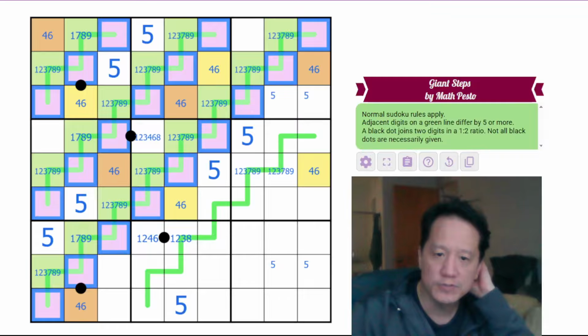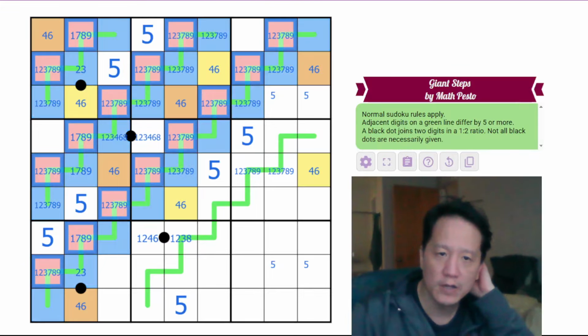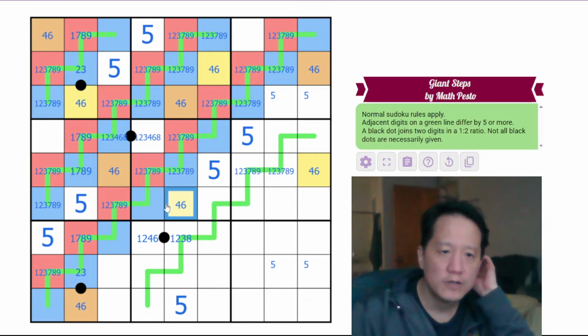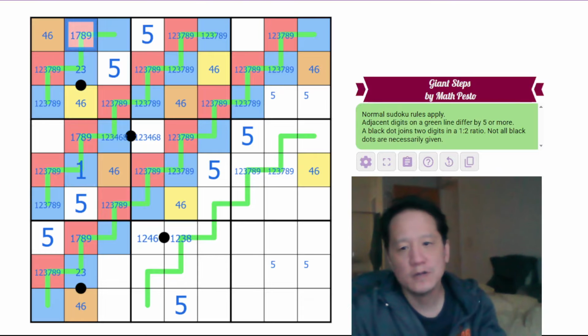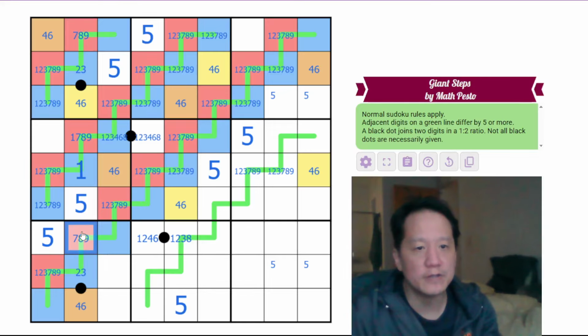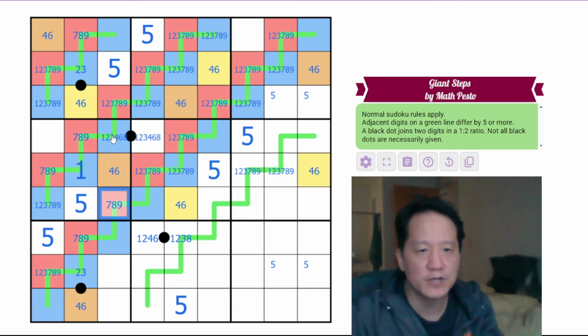Pinks are low. That means greens are high. So this cannot be 1. This has to be the 1 here as the only one. This can't be 1. No 1, 2, 3. So it's 7, 8, 9.